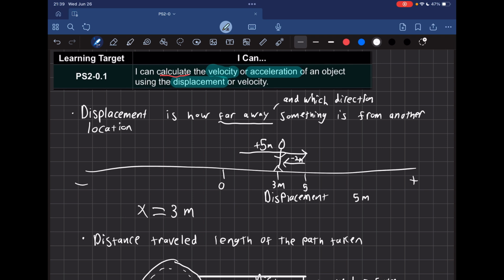Displacement is how far away something is from another location and in what direction. Because displacement doesn't just rely on how far away, but also where, what direction. Now let's take an example here.